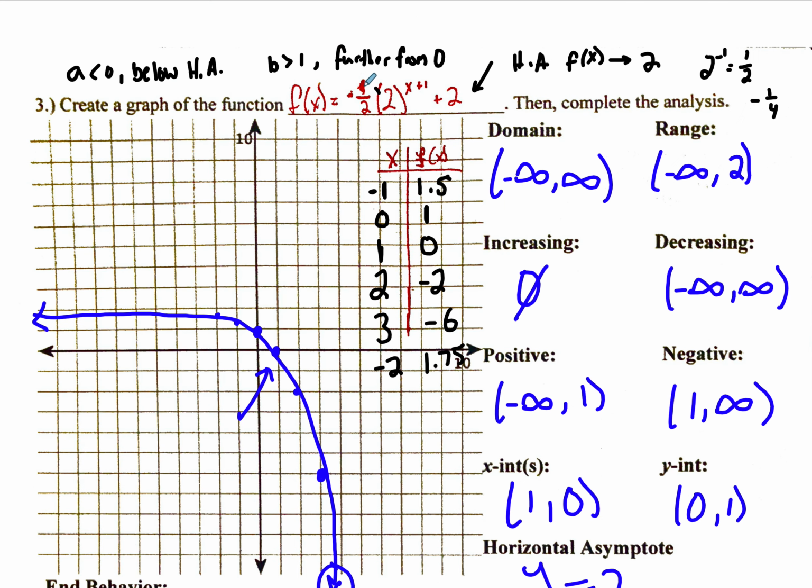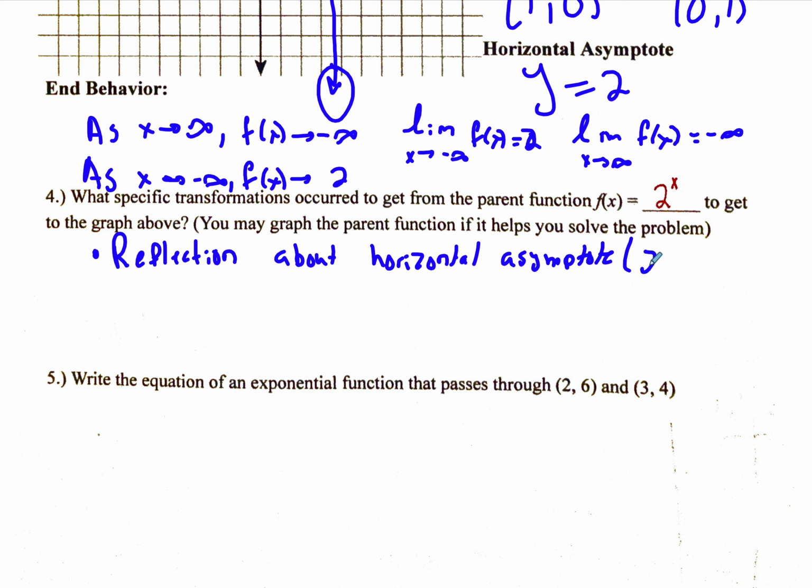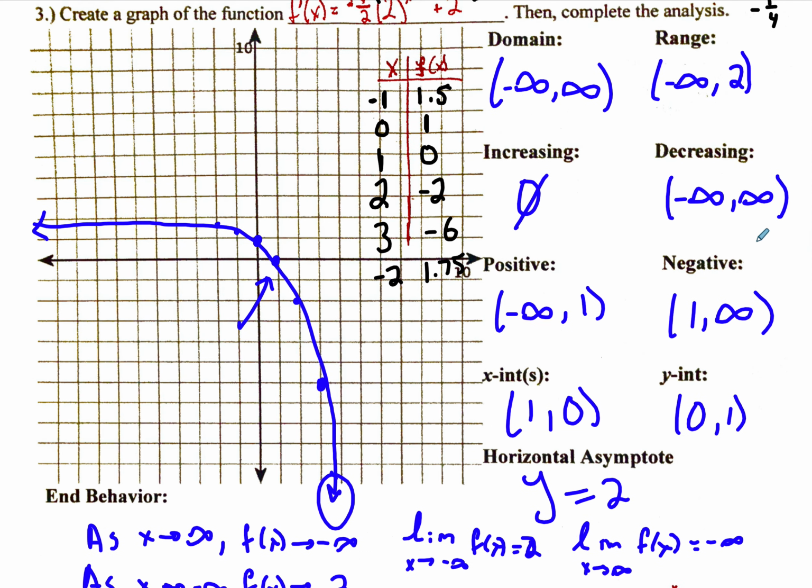Okay, so the negative, first of all, the negative indicates a reflection. So it depends on the order. So you can say reflection about the horizontal asymptote. Now for 2 to the x, that's y equals 0. In other words, the x-axis. So we had to reflect. We're going up like this.